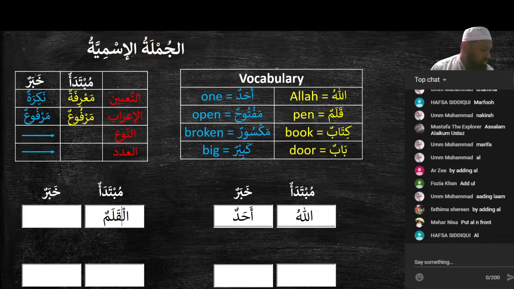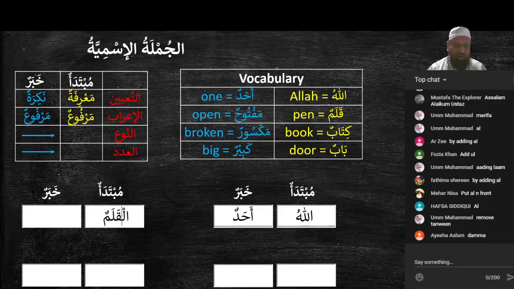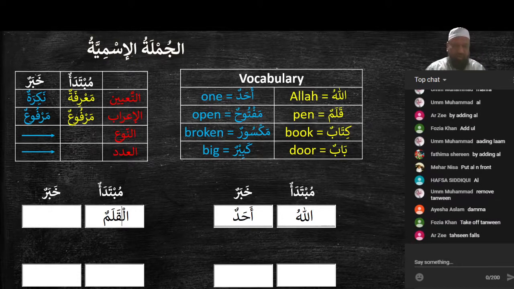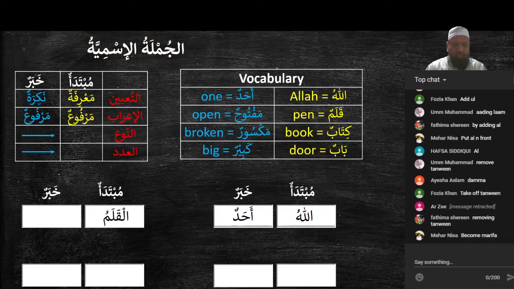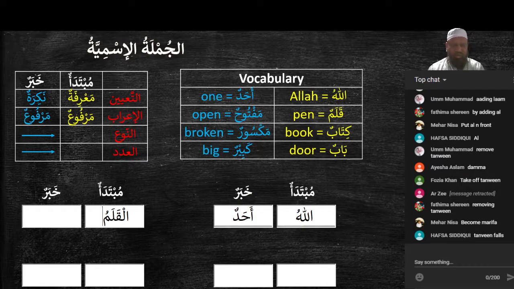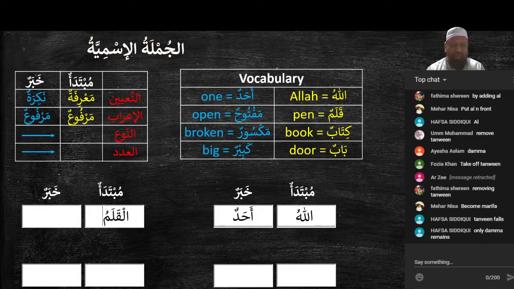Yes, we put it in the front, but what happens once we add al to a nakira ism? That's right, we need to remove the tanwin because al and tanwin do not come together. Okay, and al-i'rab is marfu'. So automatically, once we put a dhamma on a mufrad ism, it is in the marfu' case. Al-qalamu. So we have our mubtada ready, al-qalamu.